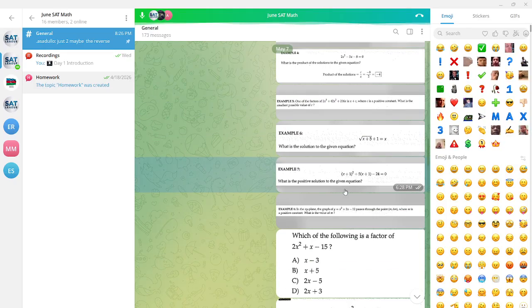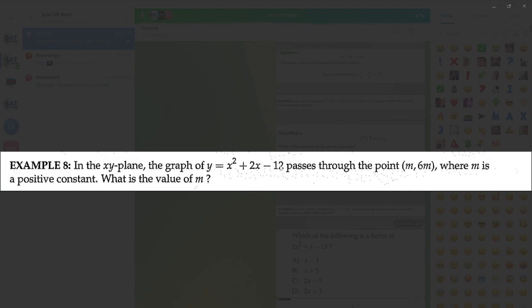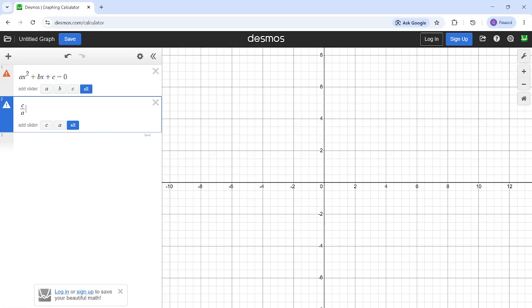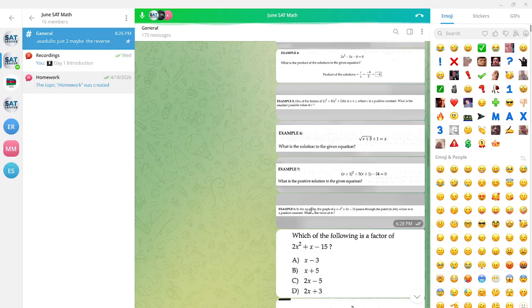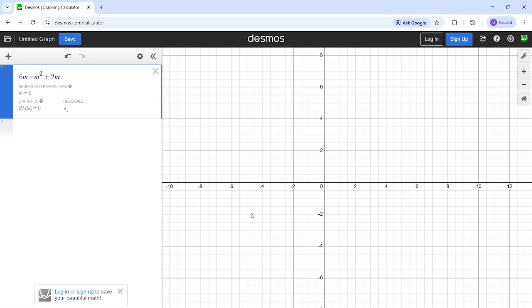So let me write that down. Let me show you. When you're given an equation and told that it passes through a point, the x value, in this case m, is gonna go to the x here, and the y value, in this case 6m, is gonna go in here. So we're gonna write down with tilde, of course, 6m equals m squared, just like the student did, plus 2m minus 12.